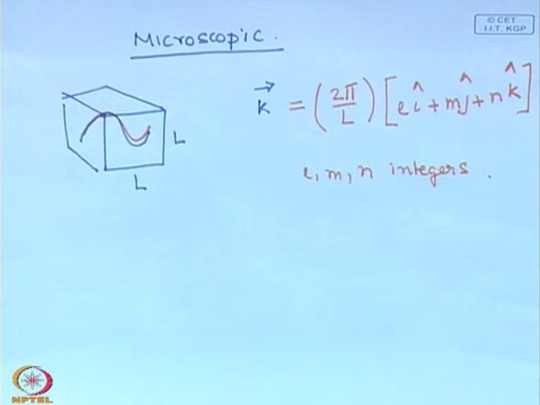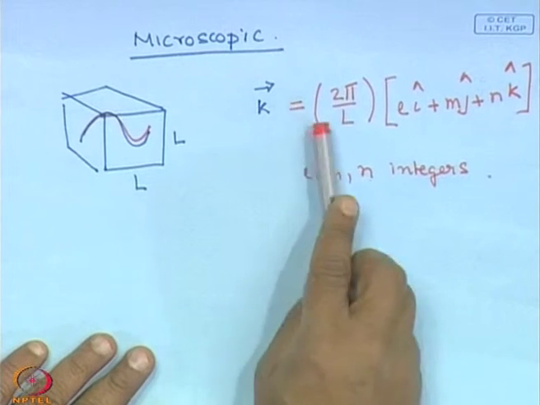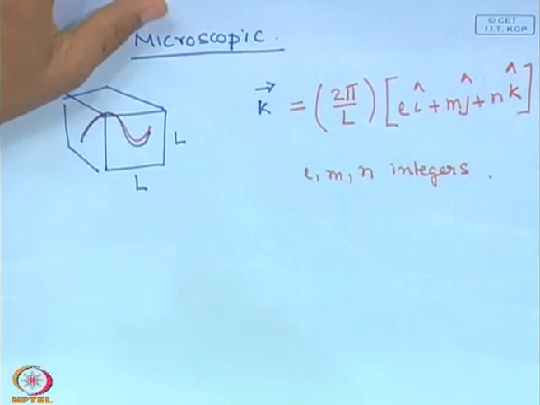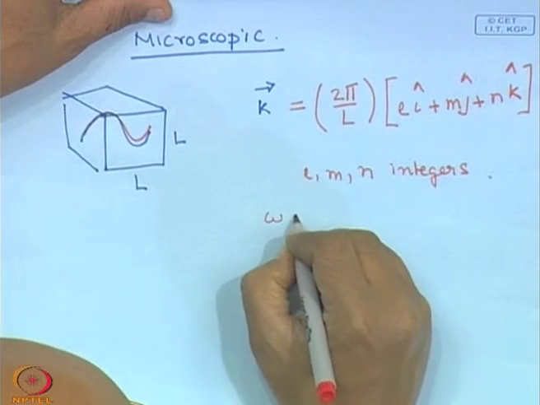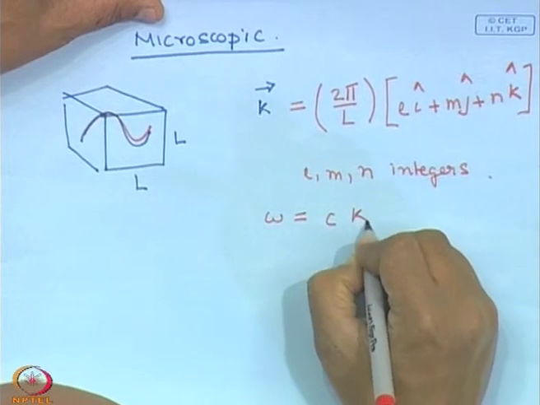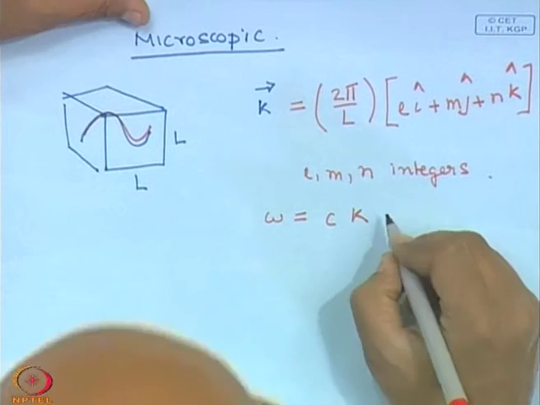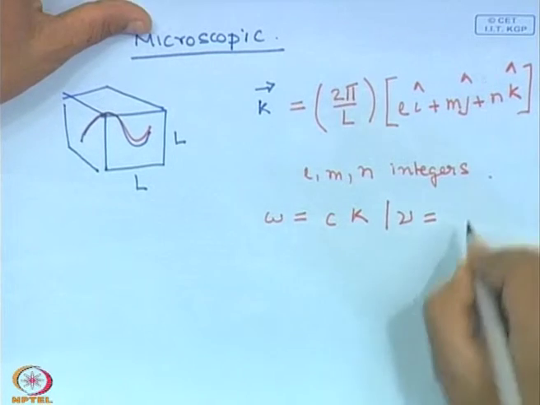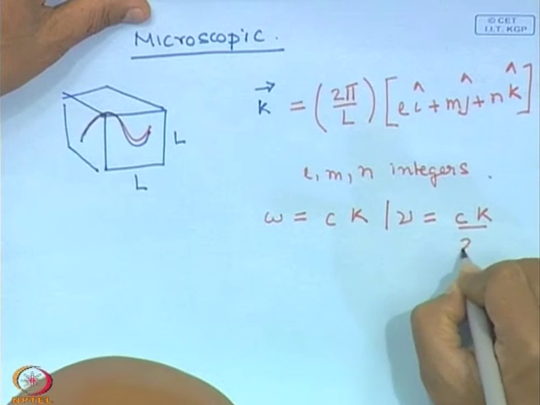So, the possible wave vectors for the electromagnetic waves that you can have inside this box are restricted, and they are of the form that the wave vector should be 2 pi by L, l into i plus m into j plus n into k, where l, m and n are integers. And the angular frequency, we know, omega is equal to, for electromagnetic waves in vacuum, the speed of light into k, or we can straight away write down the frequency which is of interest to us. So, this is going to be c k by 2 pi.